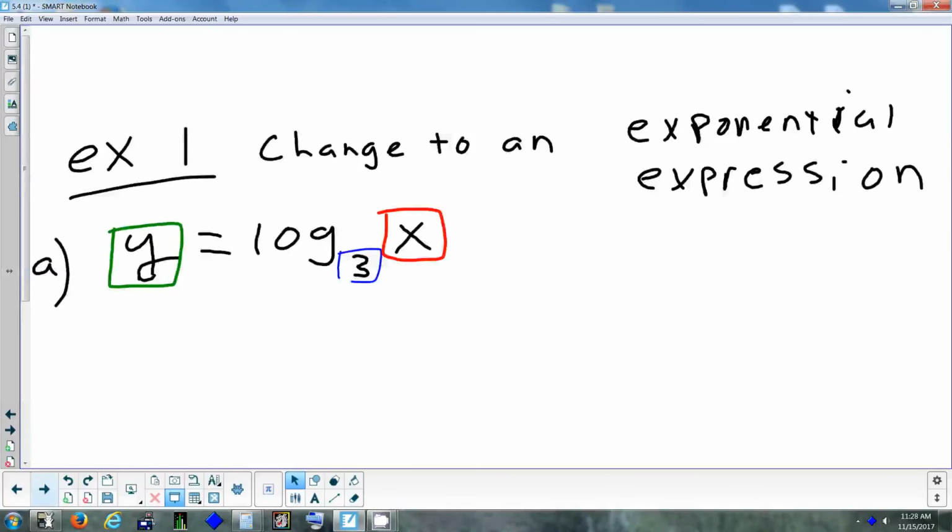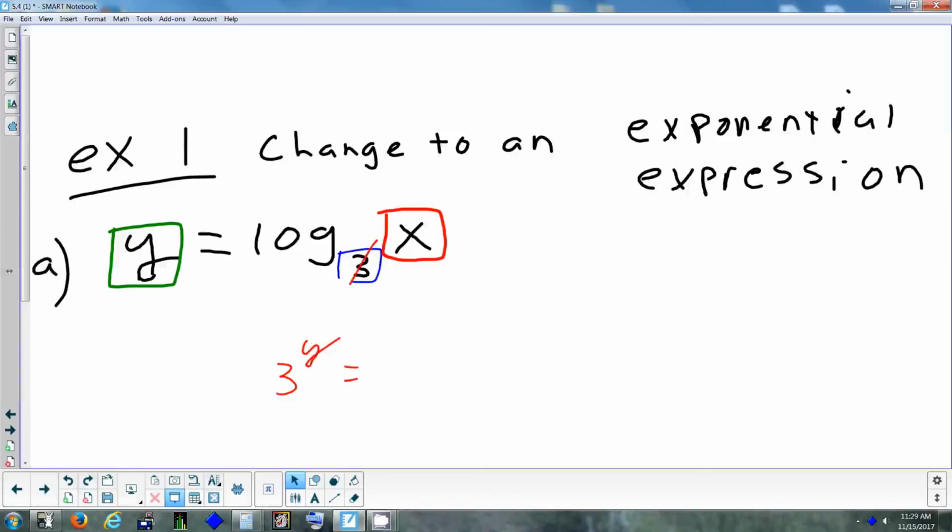All right, so first thing I'm going to look at is my base. Curtis, what's my base here? My base is 3. So when I rewrite this, that's going to be the base, and I'm going to have some exponent right there. So the base stays as the base. Now I need to figure out what the exponent is going to be. What did I just say? Logarithms always equal what? Logarithms always equal exponents. So y is my exponent.